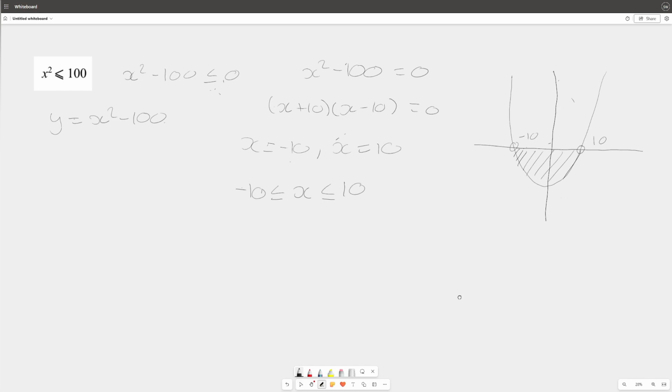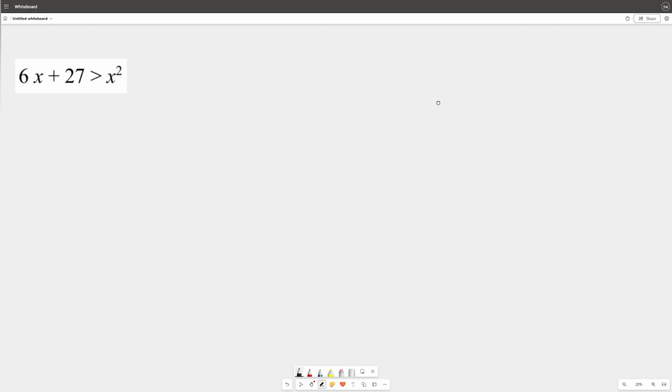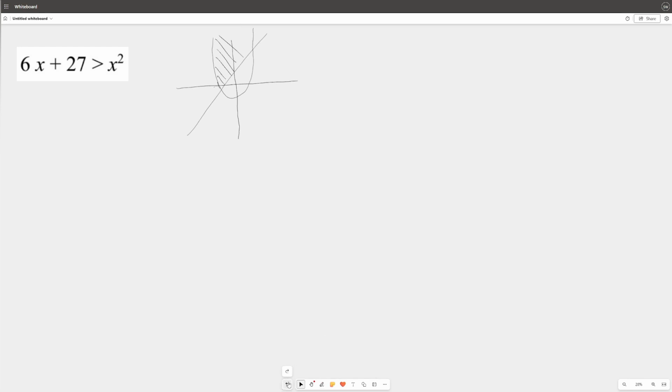So let's go to our final example. This one is slightly harder. This is 6x plus 27 is greater than x squared. So graphically, we're saying where is the line 6x plus 27 greater than x squared? Let's draw this down. So 6x plus 27 is quite a steep graph, something like that. And we're saying where is that greater than x squared? Well, x squared looks something like that. We are looking for this area down here in between the two graphs, as that is where this line is above the x squared line.